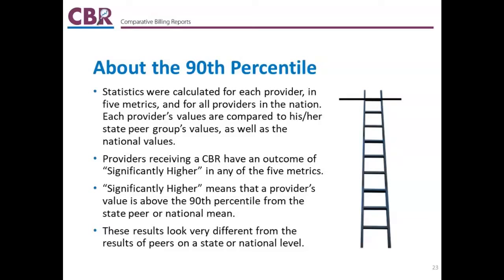Next, we identify the percent value below which 90% of the provider's values fall, and that is the 90th percentile mark, which is represented again on the ladder figure with that black line. Any providers whose percent value is above that point, or above the 90th percentile, are identified as being significantly higher for that metric in their CBR as compared to the state and or nation.